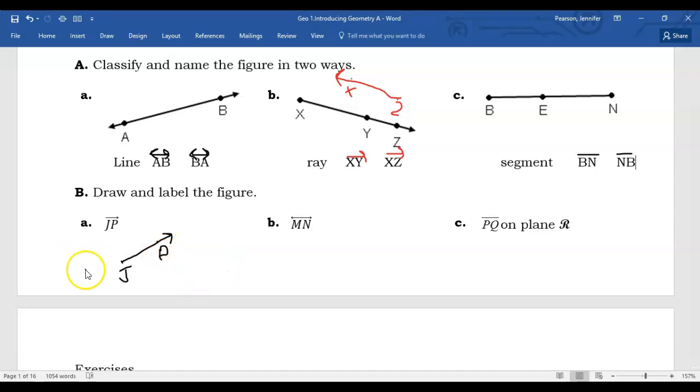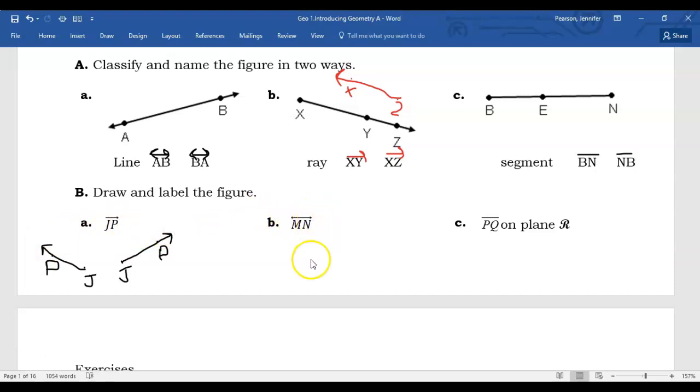Now, it could be pointing another way. I'm going to draw one more just for fun. So maybe it's pointing this direction, and the J is still going to be further on the right now, just because of the direction it's pointing. But we definitely need to have the endpoint be the J, and then the point closer to the arrow be the P.